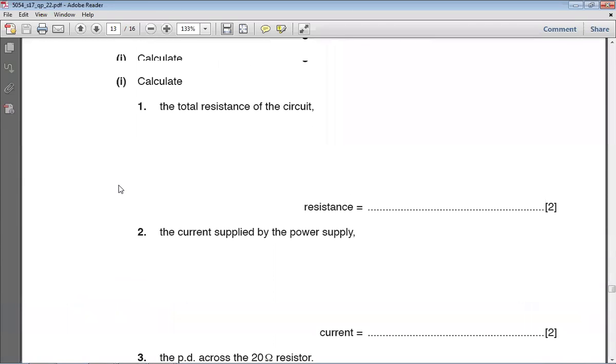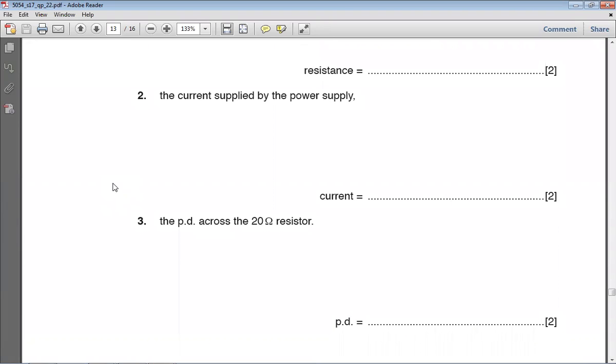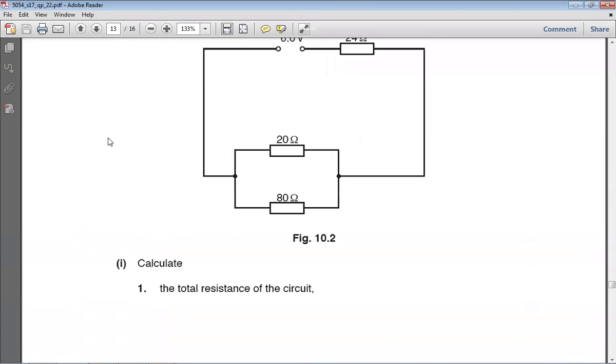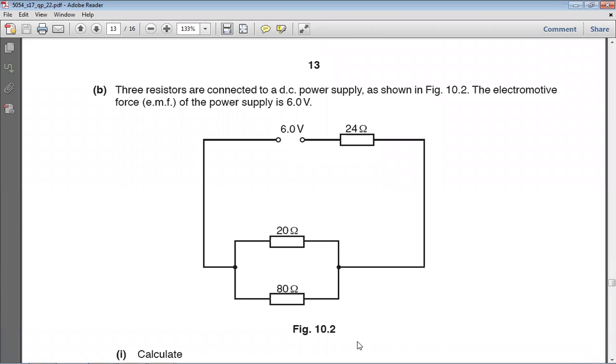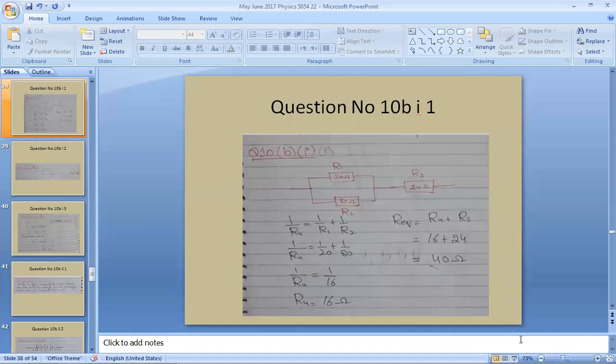He says, so we are done with the first part. Second part is the current supplied by the power supply. We say the current coming from the battery. So the whole resistance of this whole circuit is 40 ohm. The EMF is 6 volt. So how much current will be coming from the battery? That's the question. So let me show you.